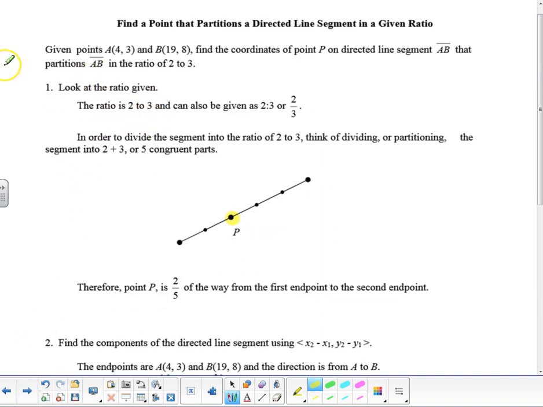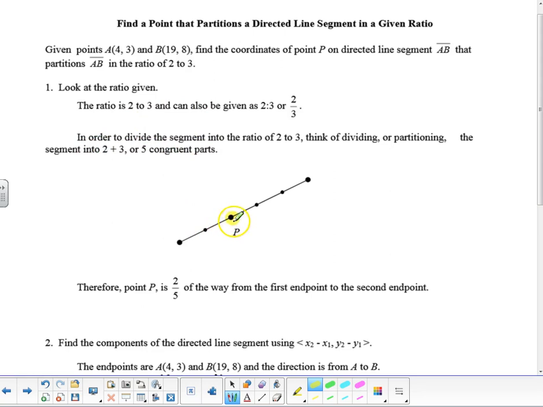So we're going to look at an example here. Given the points A is 4, 3 and B is 19, 8, find the coordinates of point P on a directed line segment AB that partitions AB into a ratio of 2 to 3. So look at the ratio given. The ratio is 2 to 3. We can write it with a colon, or you can write it as a fraction. All of those are different ways of writing a ratio. And in order to divide the segment into the ratio of 2 to 3, think of partitioning it into 2 plus 3, or 5 congruent parts.